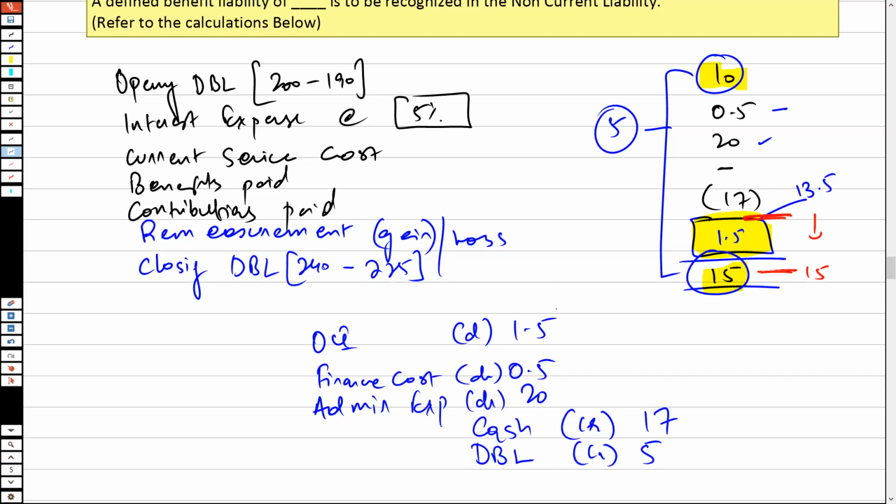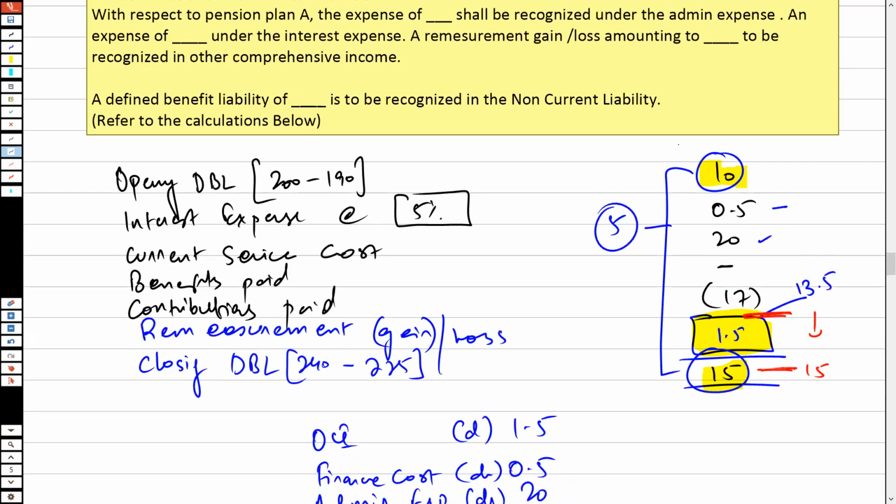You see, it balances out. Okay, when do we consider IAS 19? We consider that when we are calculating the pension plan assets and plan obligations separately. If we are not doing it separately, we don't have to consider.